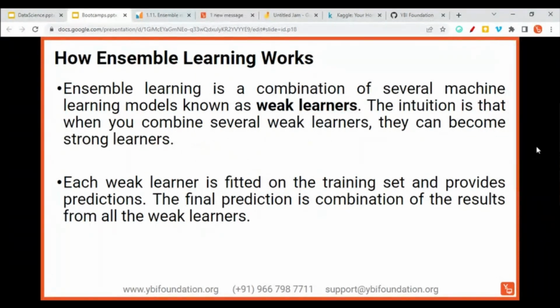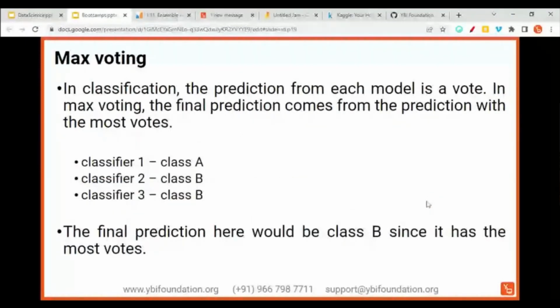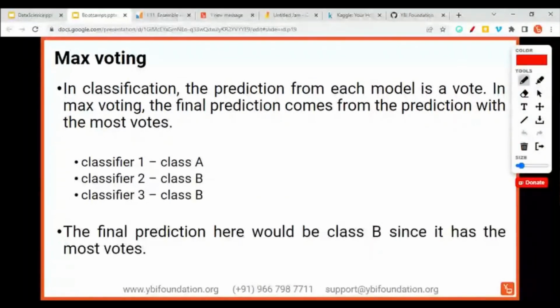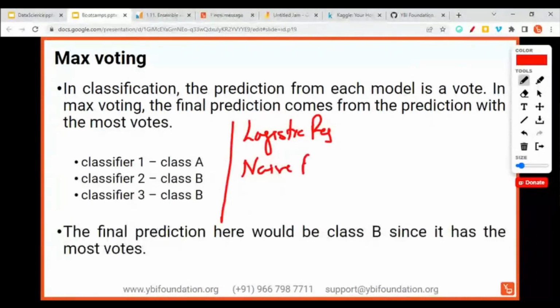Now how are we going to ensemble those weak learners or individual models? There are many options. Say, for example, you have used logistic regression, or you have used naive Bayes, or the support vector machine. You have used different algorithms.